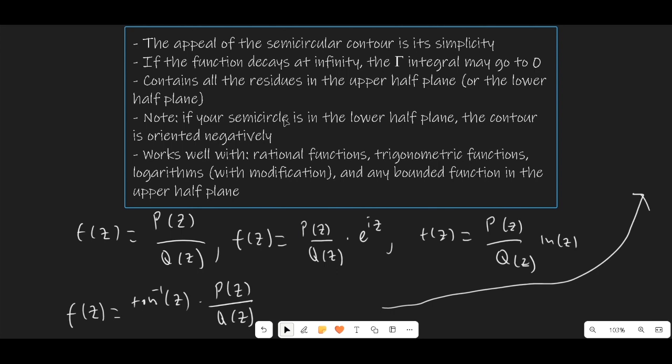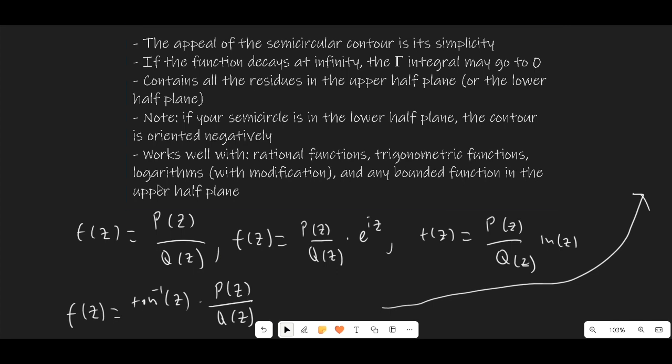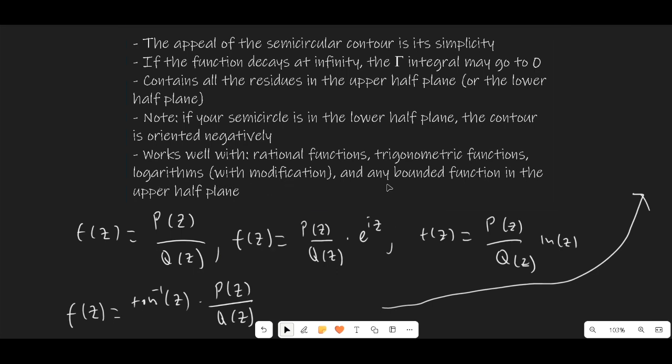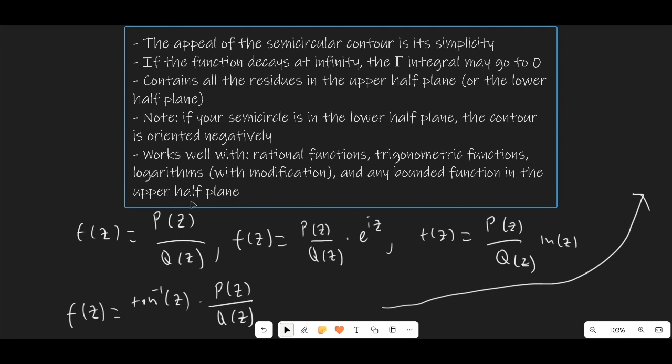And the types of functions that this works well with are rational functions, trigonometric functions, and logarithms. Of course, you will need to make some modifications due to the branch cut, and any bounded function in the upper half plane. So basically any function that's bounded in the upper half plane, you can go ahead and just plug in this contour and it'll work out very nicely.